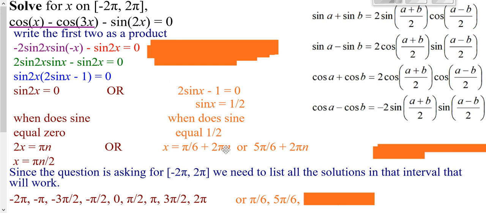Then I could plug in, to get the negatives, n being negative 1. So it'd be pi over 6, basically minus 2 pi, and then 5 pi over 6 minus 2 pi. So I get negative 11 pi over 6 from here. I get negative 7 pi over 6 here.